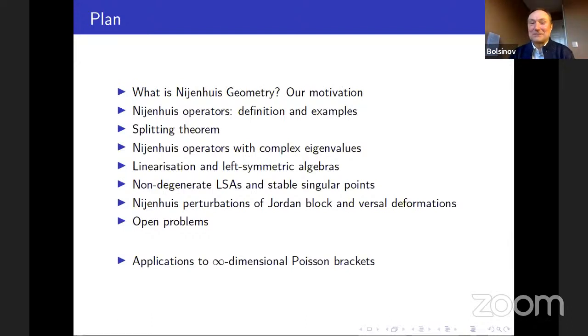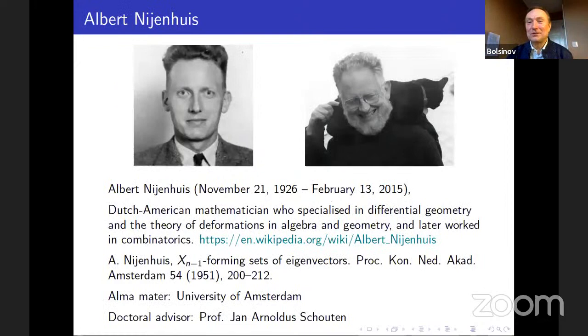I will start with this slide here, not just to remind you who Albert Nijenhuis was. He was a Dutch mathematician. The starting point of the whole theory, the definition and the main properties of Nijenhuis torsion and some properties of Nijenhuis separators, as happens very often, was his PhD thesis, written under the supervision of Schouten, a name you know, I guess, a classic of tensor analysis. Here, you can see my cursor, right? This is the first paper in Nijenhuis geometry where Nijenhuis torsion was introduced.